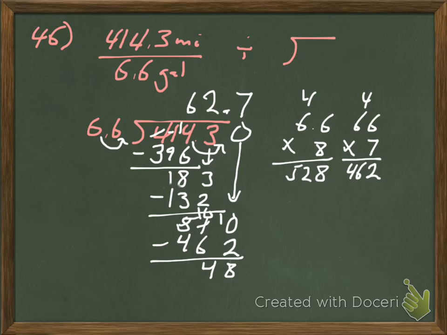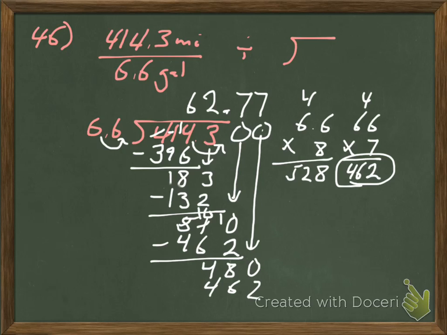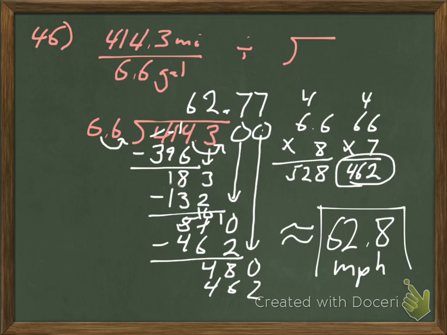Okay, and at this point, I believe that they wanted us to find the gas mileage to the nearest tenth. So we've got the tenths place, but we've got to go one more 0 to make sure that we're correct. And we don't even have to finish this problem because we know that 7 is going to work. It'll give us 462 again. And we don't even need to do the subtraction. It's going to fit. So this is going to round up to 62.8 miles per hour. And we put a box around that.